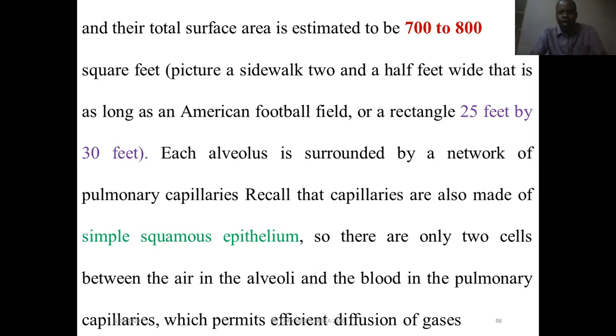Each alveolus is surrounded by a network of pulmonary capillaries. Recall that capillaries are also made of simple squamous epithelium. So there are only two cells between the air in the alveoli and the blood in the pulmonary capillaries, which permits efficient diffusion of gases. So these cells work in the diffusion of gases, that is carbon dioxide as well as oxygen.